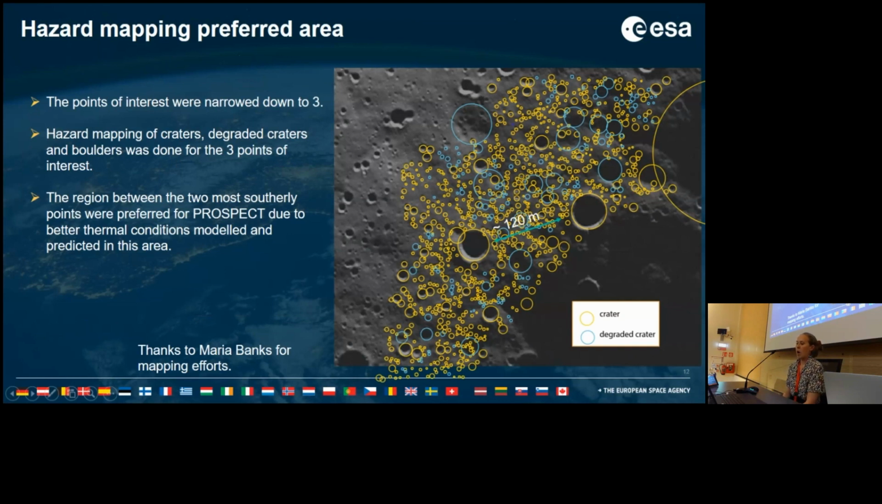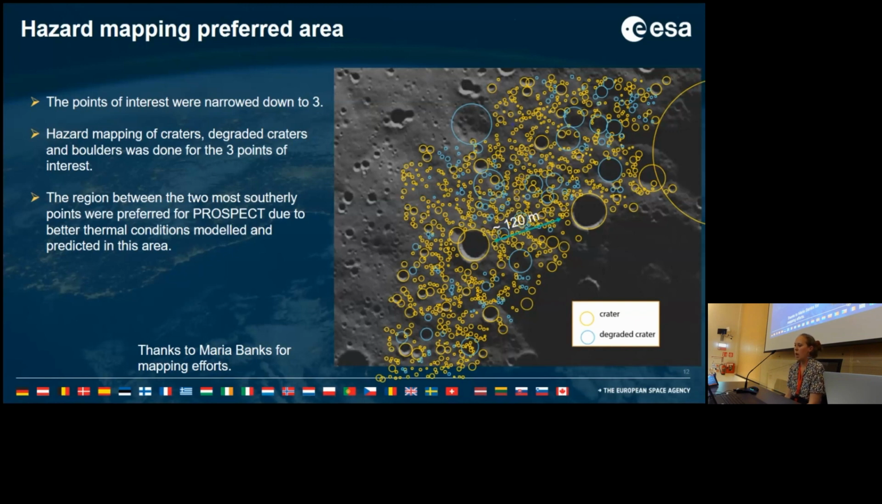So we did hazard mapping of craters, degraded craters, and boulders, and this was done for those 3 points that I just pointed out before. And the region that you can see on the right-hand side here, the NAC, is the area between the 2 points that are closest to each other, and this was the area that was identified as the preferred region due to the better thermal conditions that have been modelled and the temperatures in this area. As you can see, there are many hazards and lots of craters, but most of these are smaller than that 5 meter requirement.